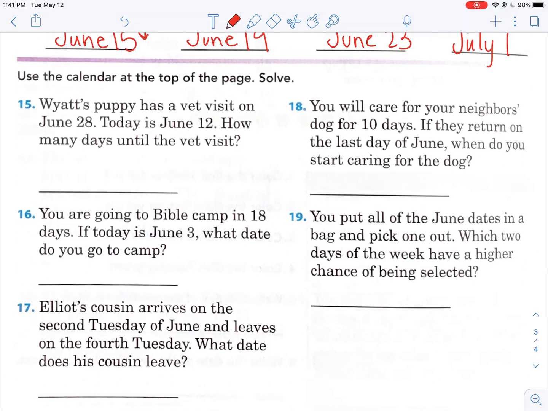Okay, let's pay close attention. It says use the calendar at the top of the page to solve. So I'm going to be scrolling back and forth, so be ready. You can see your page already, but I'm going to have to scroll up and down. So let's read it. Wyatt's puppy has a vet visit on June 28th. I wonder how many times you could say that fast. Vet visit. Today is June 12th. How many days until the vet visit?